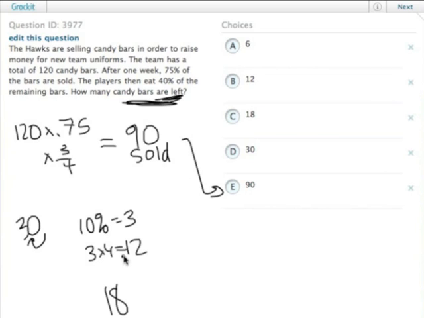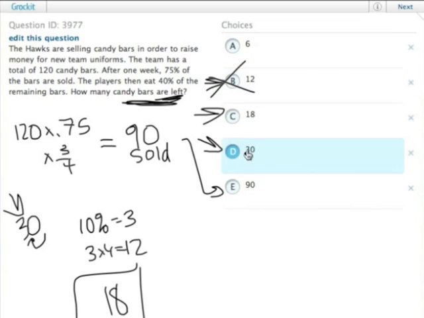Notice that the number that they ate in the second round appears as choice B. Notice that the number that they had left after that initial 75% sold appears in choice D. So there's a lot of trap answers if you don't actually get all the way through the problem. However, the number that they have left is 18, choice C. So it's not B, it's not D, it's not E. It is choice C.